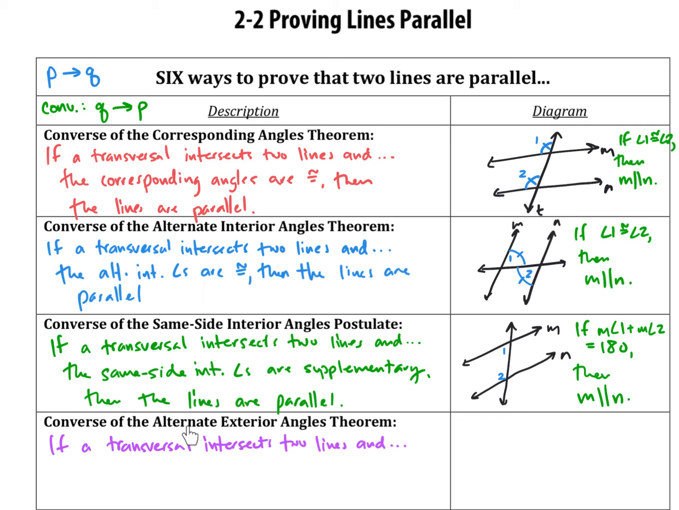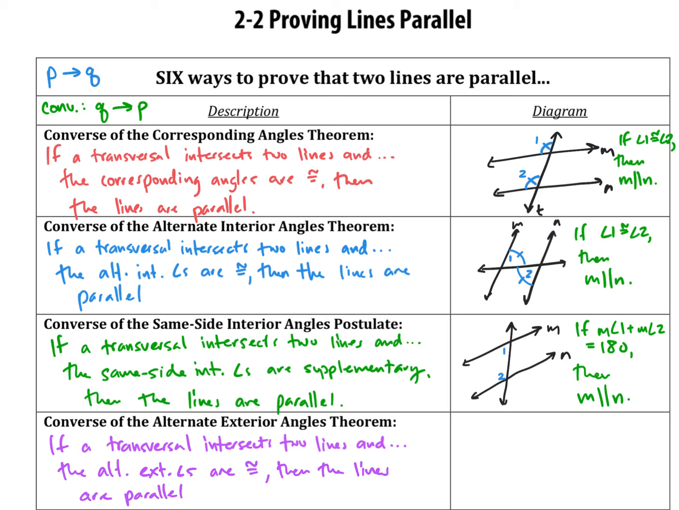Finally, we have the converse of the alternate exterior angles theorem. So the alternate exterior angles, we know that when the lines are parallel crossed by a transversal, the alternate exterior angles will always be congruent. So the converse says if a transversal intersects two lines and the alternate exterior angles are congruent, then the lines are parallel.